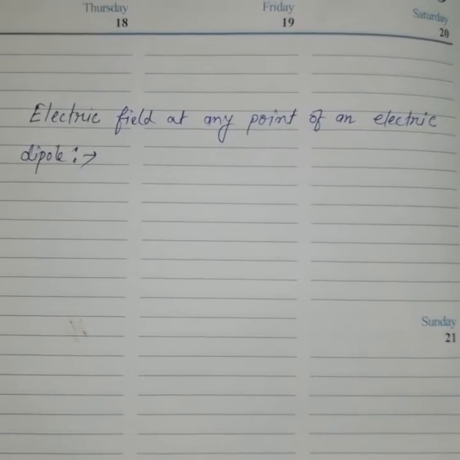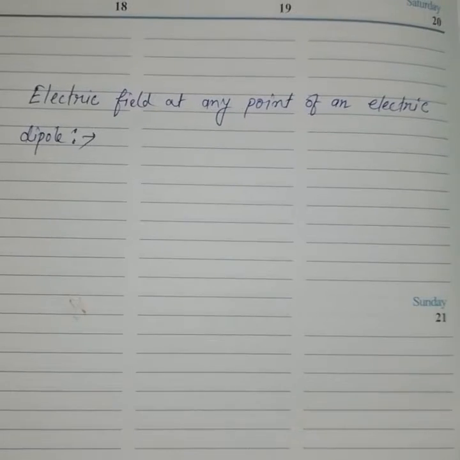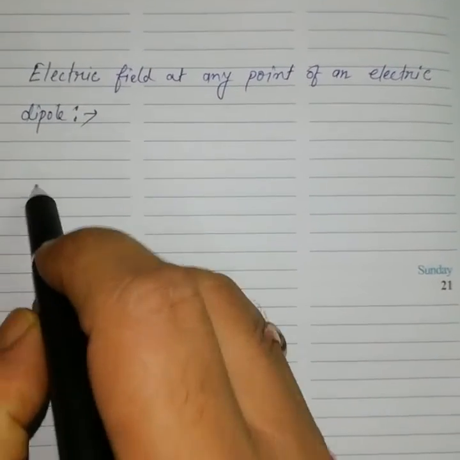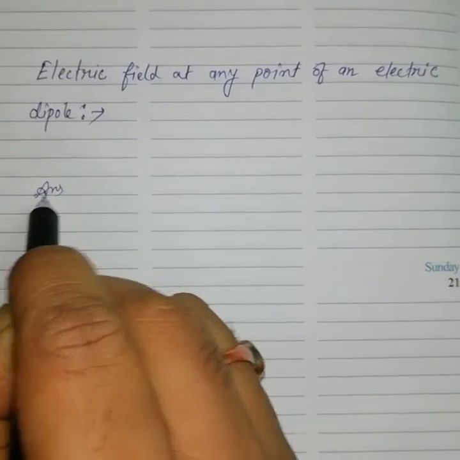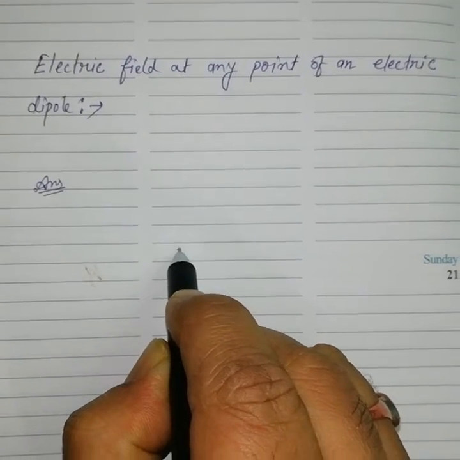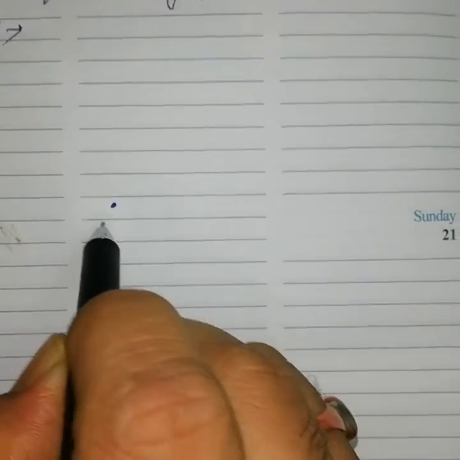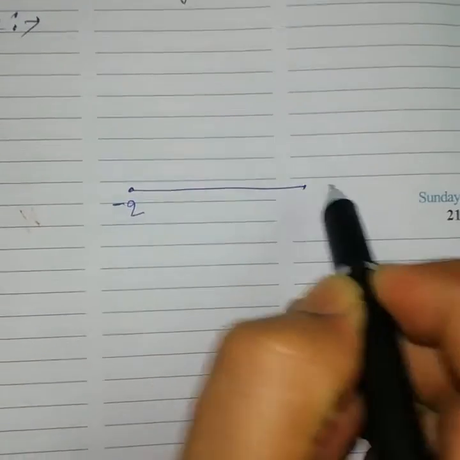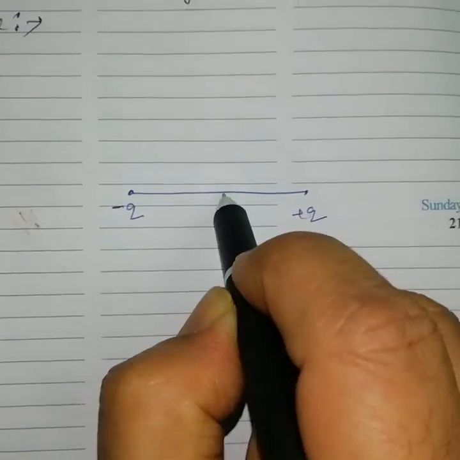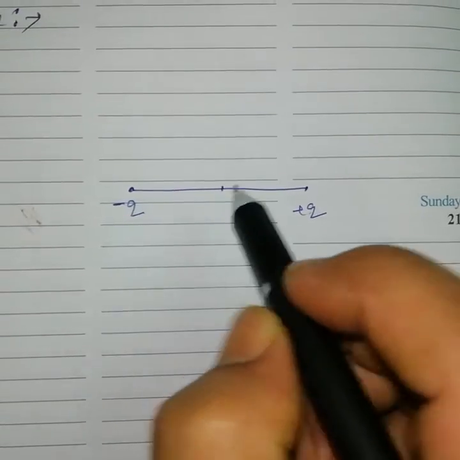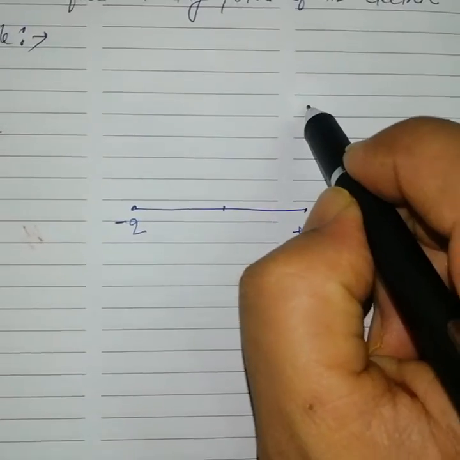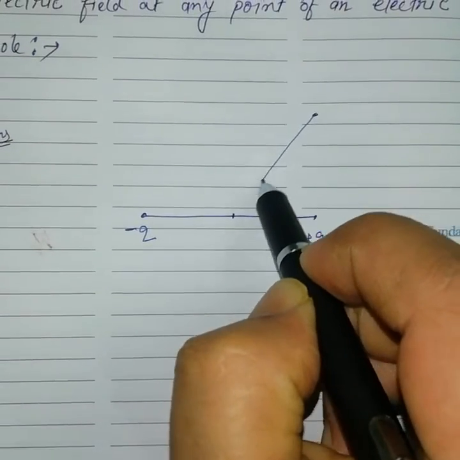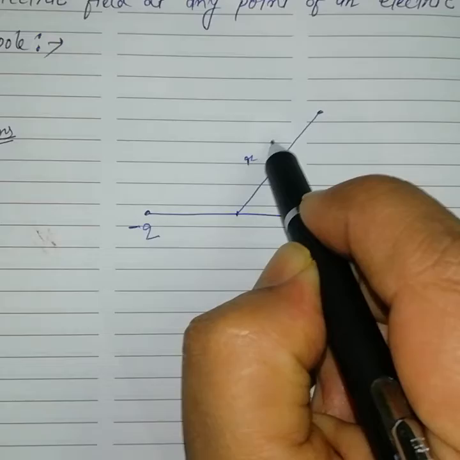Okay students, we are going to find out the electrostatic field at any point of an electric dipole. So let us find out that. Let us consider there is an electric dipole. This is a negative charge and this is the positive charge. This is the midpoint, and I have considered here an arbitrary point at a distance of small r.